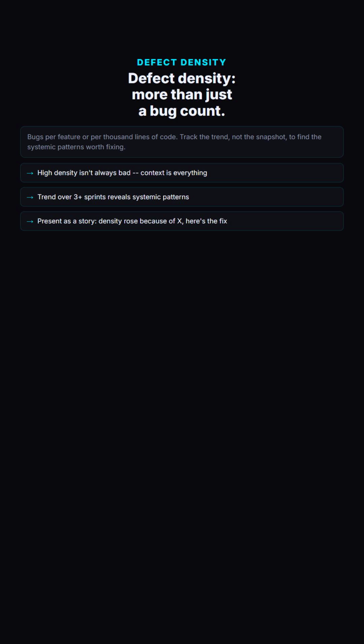When you present defect density to leadership, you are not just reporting the number. You are telling a story. Our defect density increased by 30% this sprint. The majority of defects were in the search and filtering functionality, and this correlates with the decision 3 weeks ago to reduce testing time on that feature due to timeline pressure. Here is my recommendation for addressing it. That is a business narrative. That is what drives decisions.